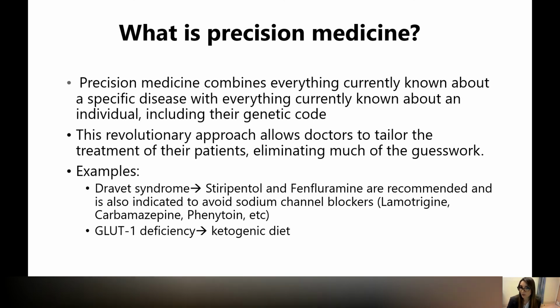So a few examples that we have, I don't know if anyone has heard about it, but there is a syndrome called Dravet syndrome, which has patients with very difficult to treat epilepsy. In such cases, there are two medications that are specially recommended for them. One is stiripentol, and the other one is called fenfluramine. It's also recommended to avoid certain medications. So this is the type of information we can get from a genetic result. Another example is a disease we call GLUT1 deficiency, where the ketogenic diet is actually the best treatment for those patients.